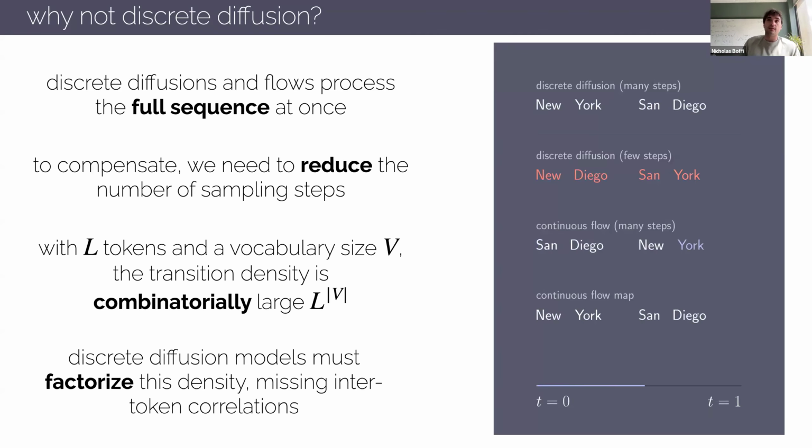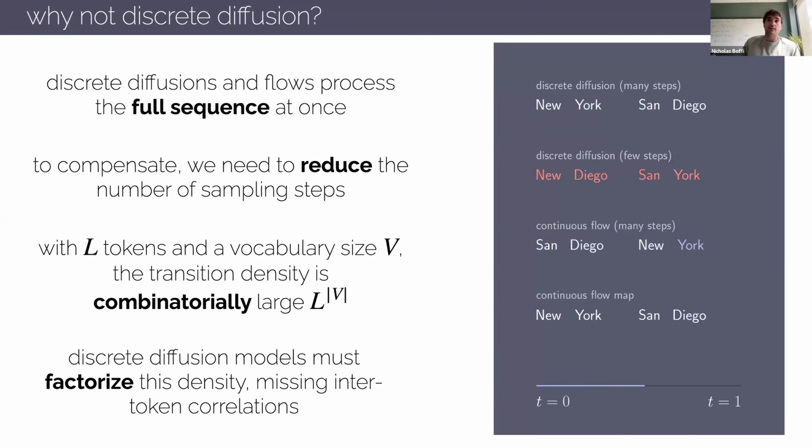It turns out that this kind of factorization is exact in the infinite step limit, so in the continuous time limit. But as soon as you try to reduce to few steps, because you're doing this marginal approximation, you cannot capture correlations and you can miss things like New York and San Diego, instead perhaps computing New Diego or San York. We can contrast this with what would happen with a continuous flow.